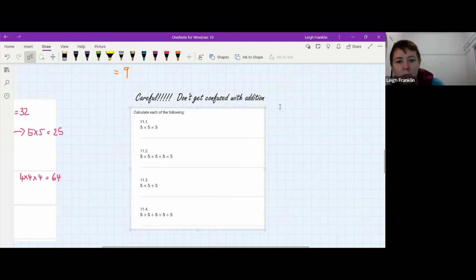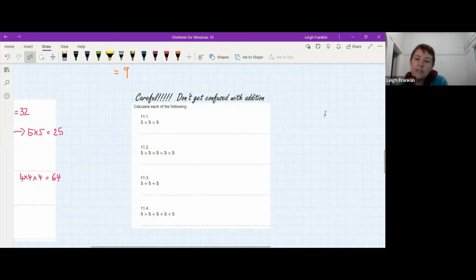So be careful, don't get confused with addition. Multiplication is repeated addition. Exponents are repeated multiplication, right? So if I want to calculate each of the following, 5 times 5 times 5, I first of all want you to write down what it means. And then I want you to write down what the answer is.